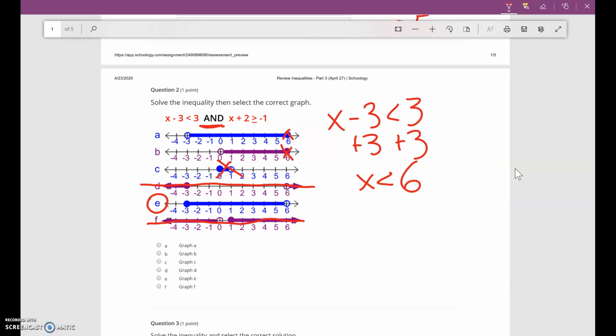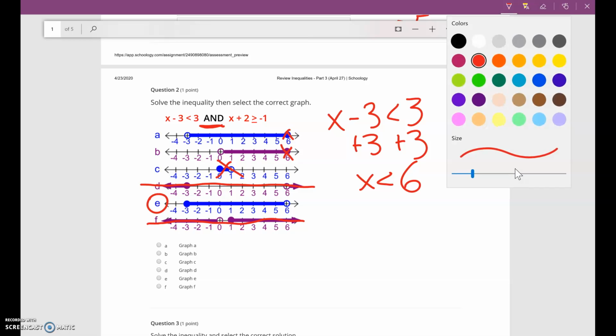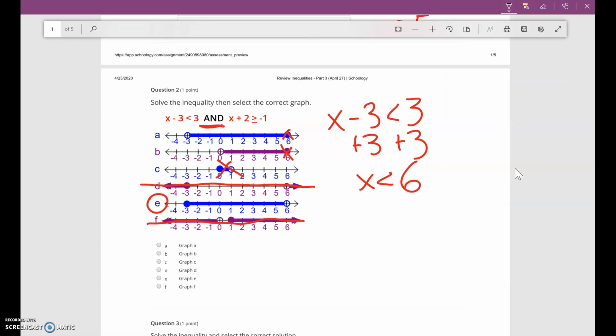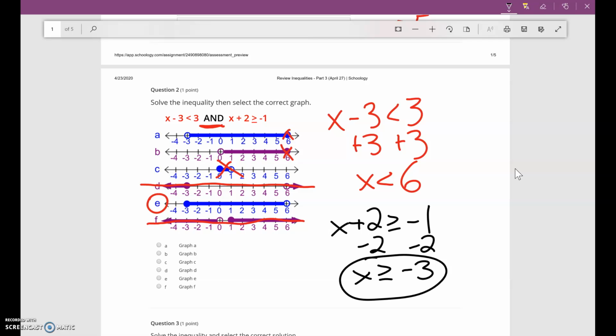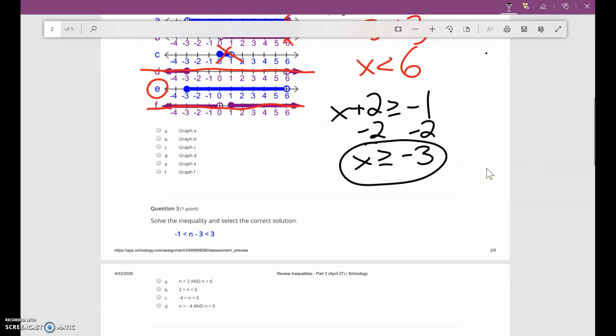And then, just for fun, if we wanted to double check the bottom one, make sure that one works. We got x plus 2 is greater than or equal to negative 1. It's a plus 2, so I'm going to minus 2. So negative 1 minus 2 is negative 3, and that is true. So filled in circle at negative 3. Anything bigger than negative 3 goes the other way. So the second one is correct as well.